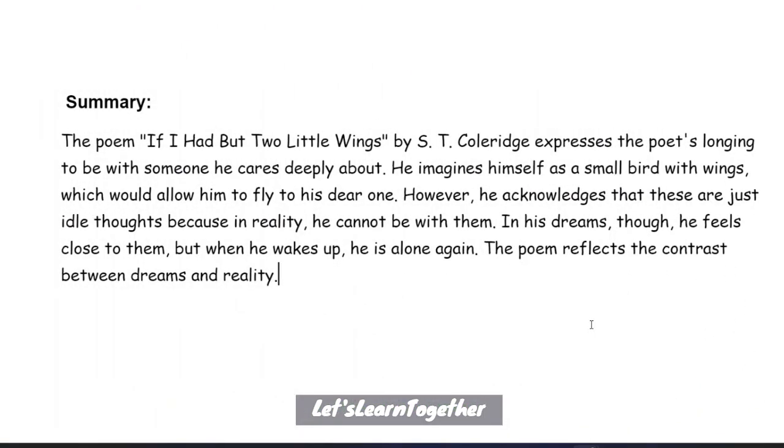so as you can see, here is the summary of this poem. The poem If I Had But Two Little Wings by S. T. Coleridge expresses the poet's longing to be with someone he cares deeply about. He imagines himself as a small bird with wings, which would allow him to fly to his dear one.